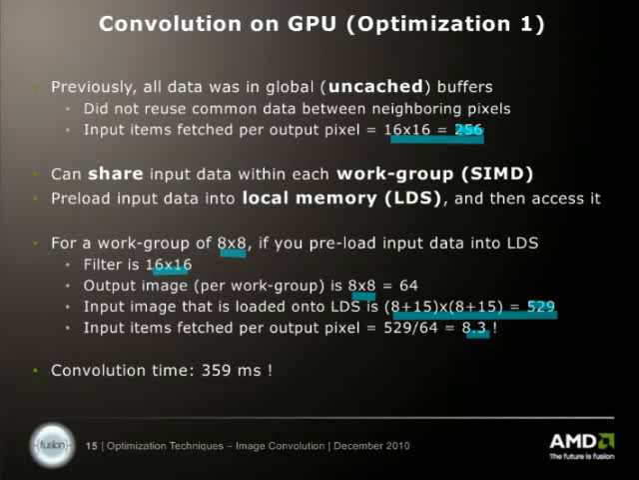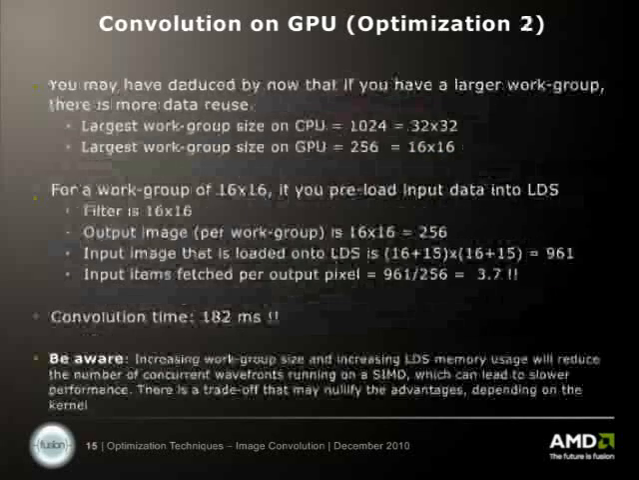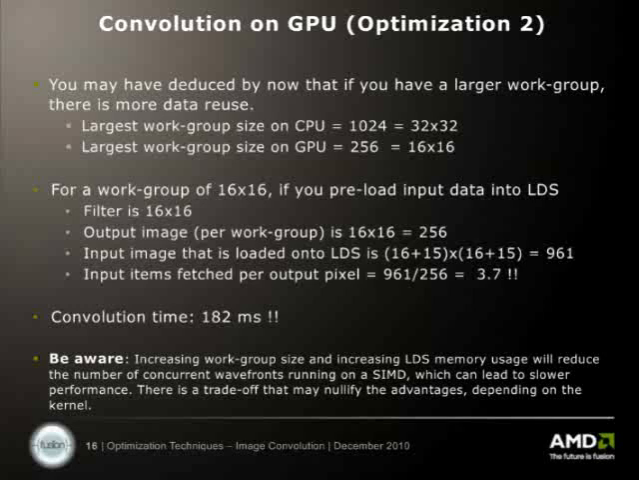So we have reduced the input items fetched per output pixel to 8.3. It went straight from 256 to 8.3 per output pixel. So this is a massive reduction in the number of input pixels that we are reading, right? As soon as we do that, the convolution time goes from 1500 to 359 milliseconds. Voila, that's like a four times speedup, right? Okay. Moving on.